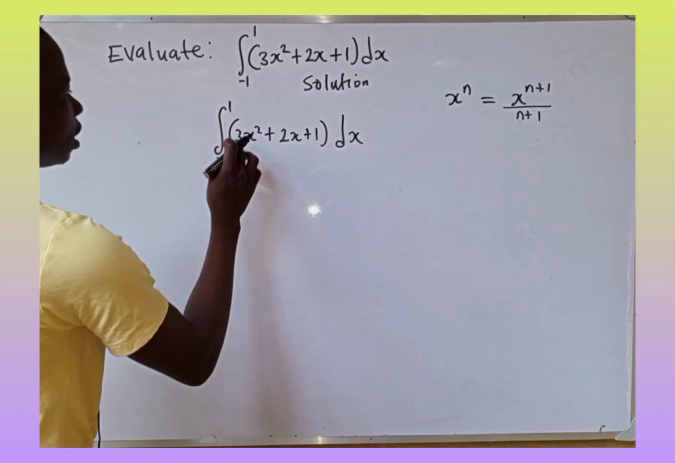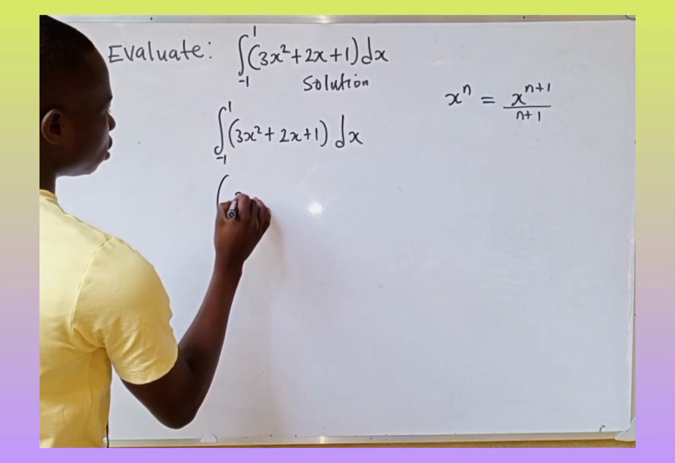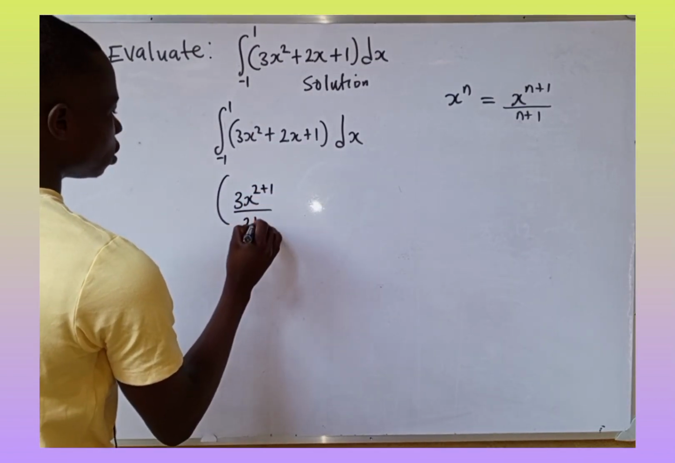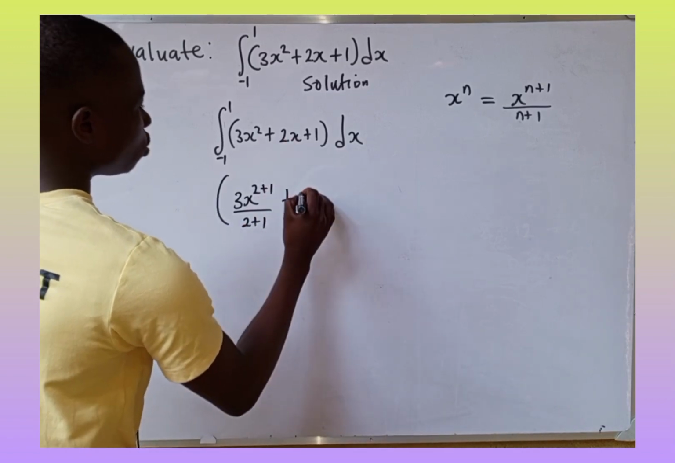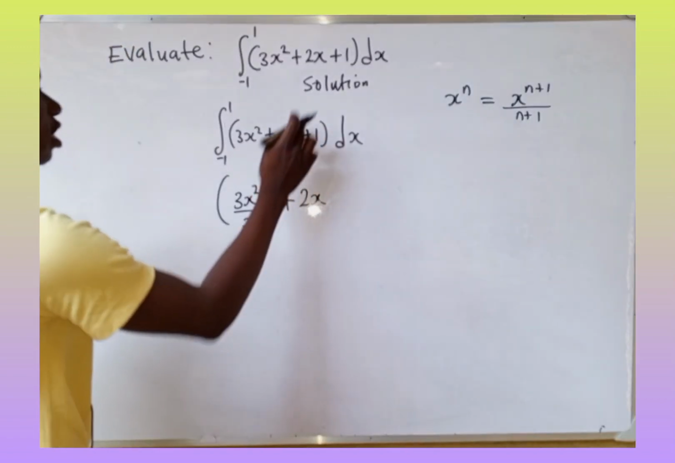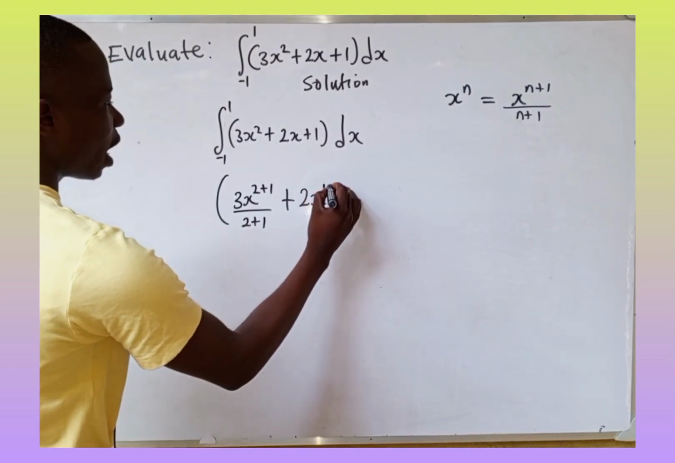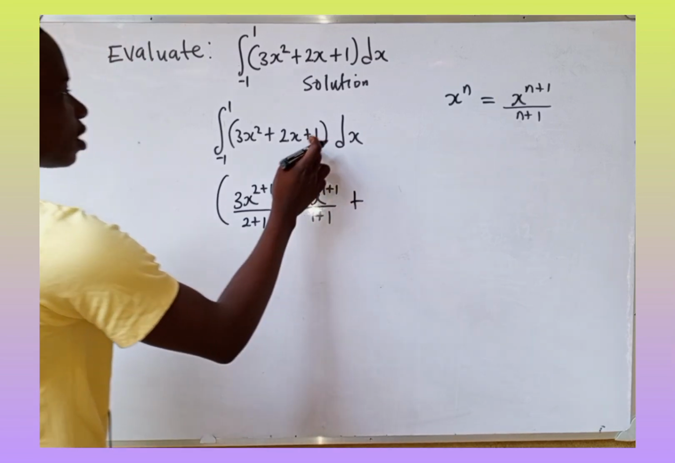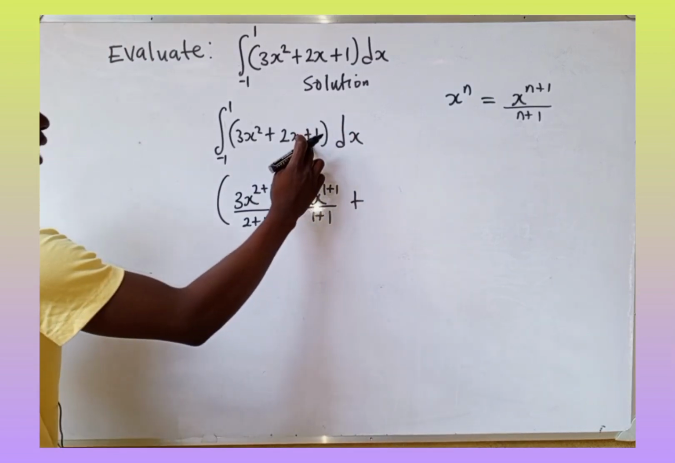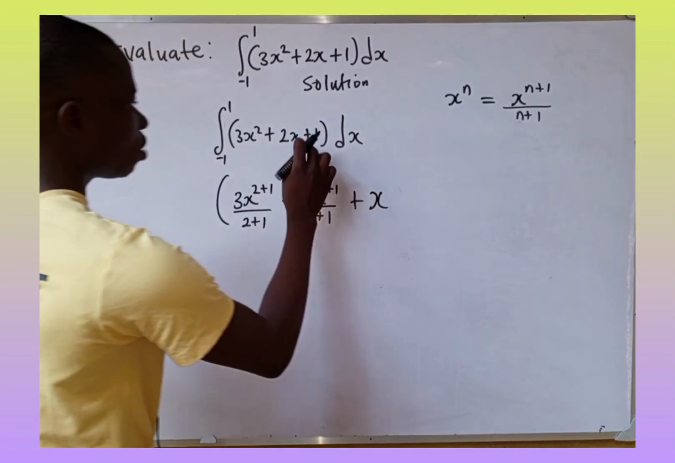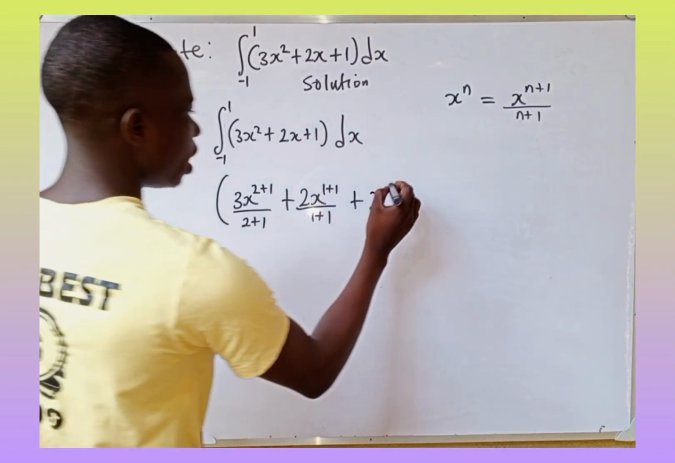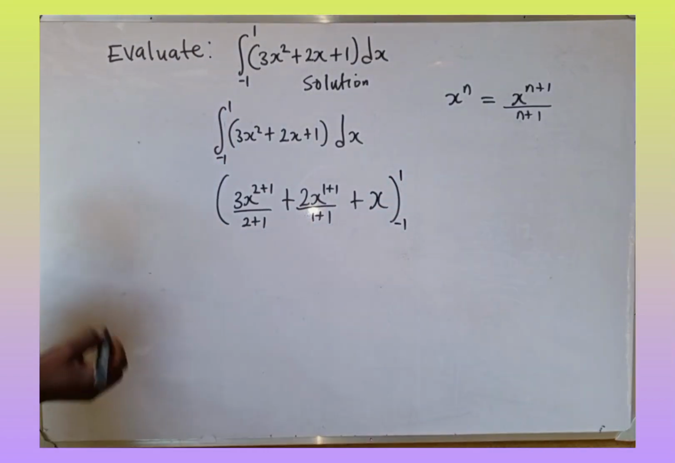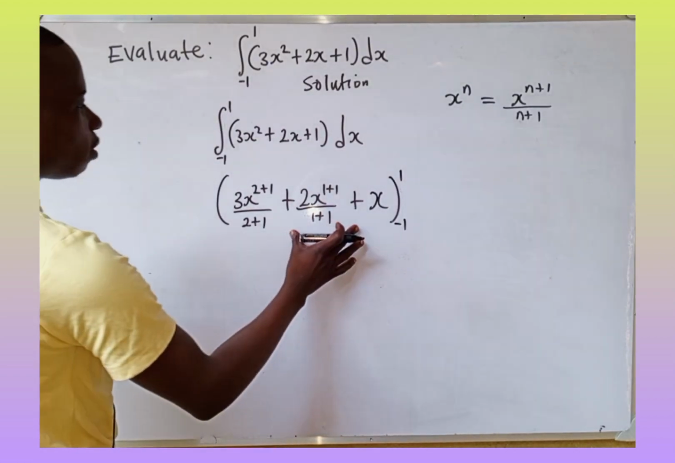When we open bracket, the integral of 3x squared is going to be 3x, then we add 1 to the power, which is 2 plus 1, over the power, which is 2 plus 1. Then plus, if you integrate 2x, remember x is raised to the power of 1, so we add 1 to the power, divided by the power. Then plus, integration of a constant is the same as using x to multiply by 1, which gives us x. Therefore, the integral of 1 with respect to x is going to be x. Then we close bracket, and the limit is from -1 to +1.